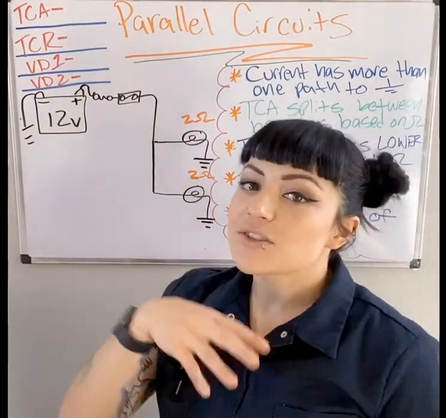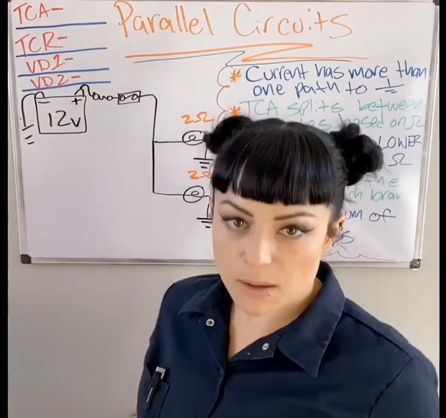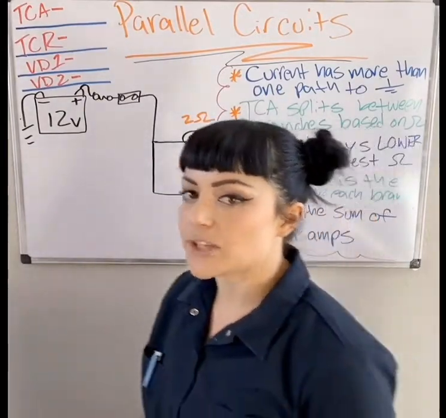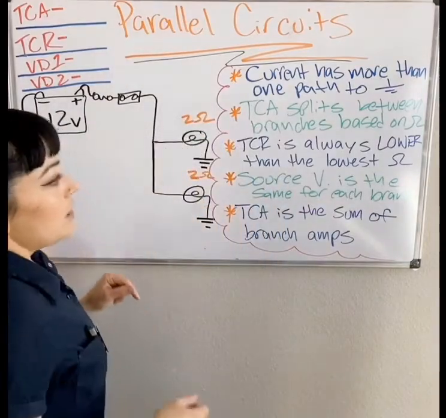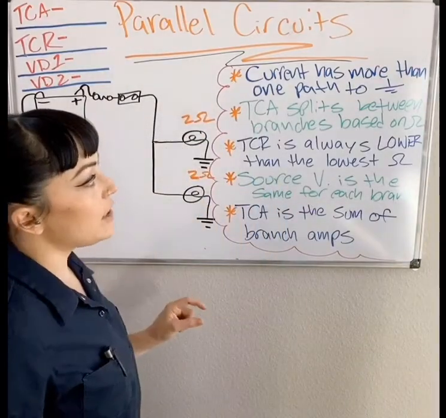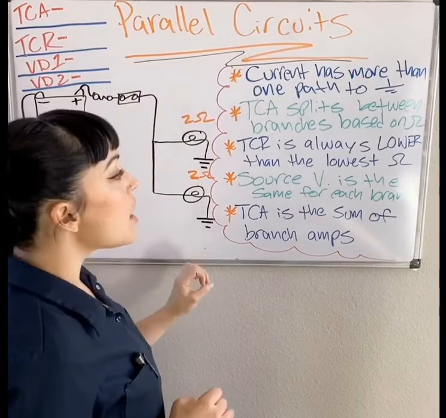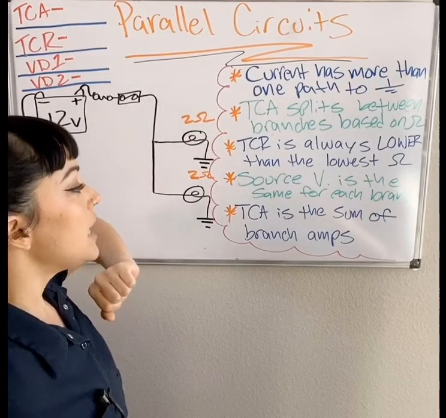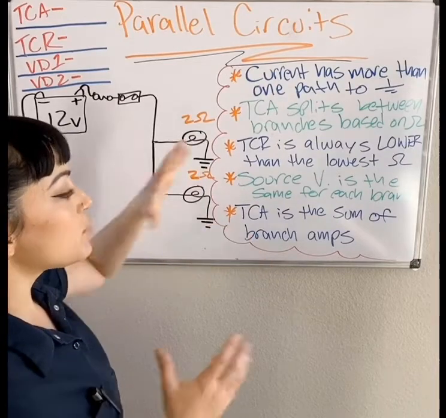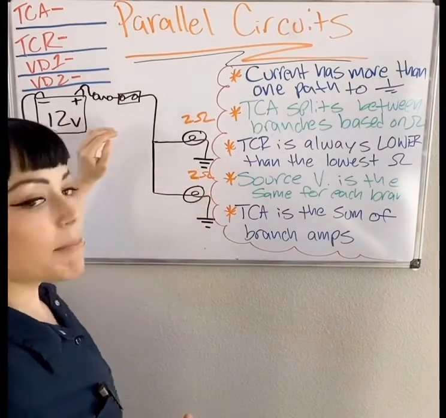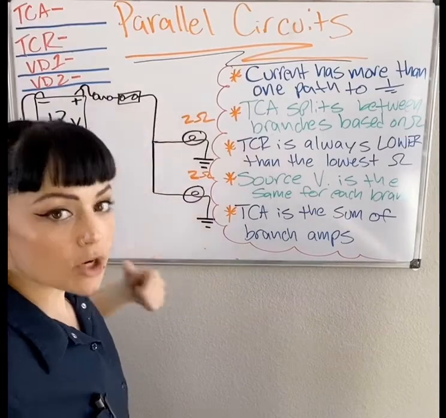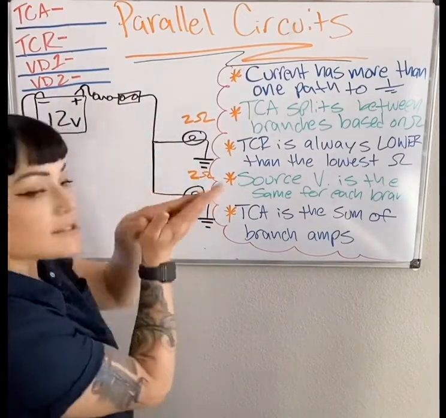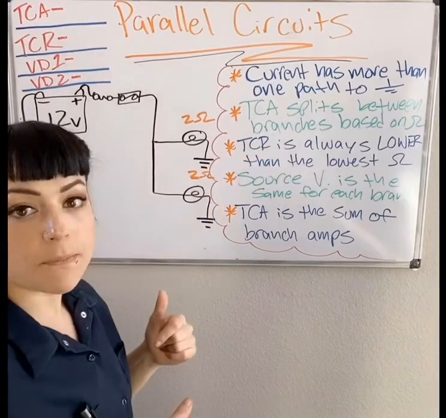Now, things are affected, and we'll show that on the board. Amperage in this case is going to get affected, and we'll talk about that here. Now, here is what is important to know. TCA, total circuit amperage, is going to split up. Remember, whatever comes out is going to come back in. But in between, in a parallel circuit, TCA is going to split up.